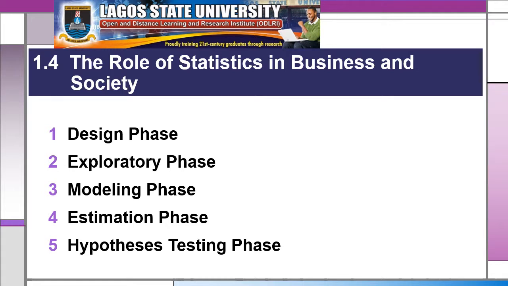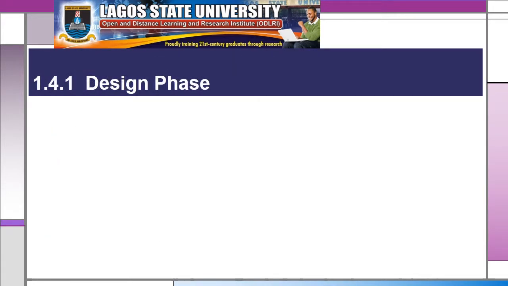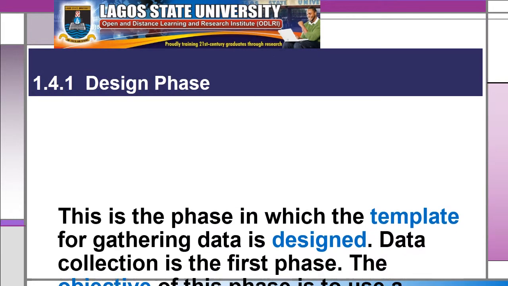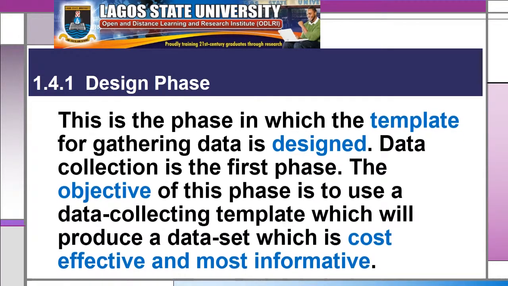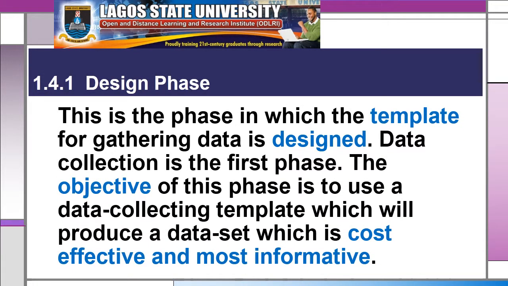So let us see how each phase works. The design phase of a statistical activity is the phase where the template for gathering or collecting data is designed. It's the design phase where you design the template for the gathering of data, and it's a very important phase. Now, the objective of this phase is to be able to get cost-effective data and the most informative data.